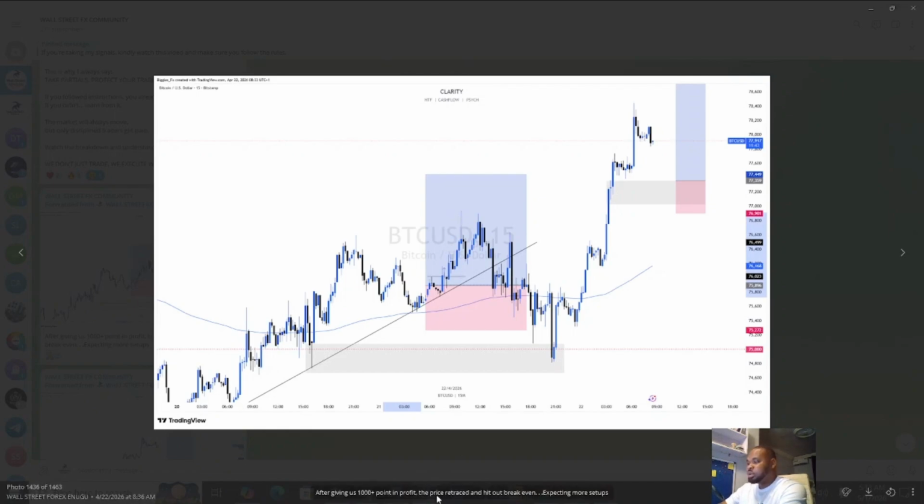But after the market gave us 1,000 plus points in profit, the price retraced and hit our break even. So that's part of trading. Taking partials and breaking even is part of trade management. After that, the market dropped down to this level. Now what did you learn from this? Looking at this chart, you see that here is also a zone that price dropped down to, before the massive push. Meaning that what we did here, we reacted inside liquidity, but the most important thing is that we were able to close, right, we didn't lose. So we took some partials on this. So let's continue.